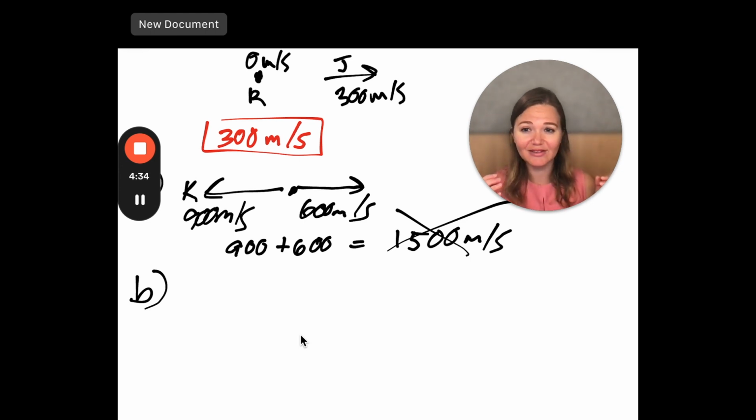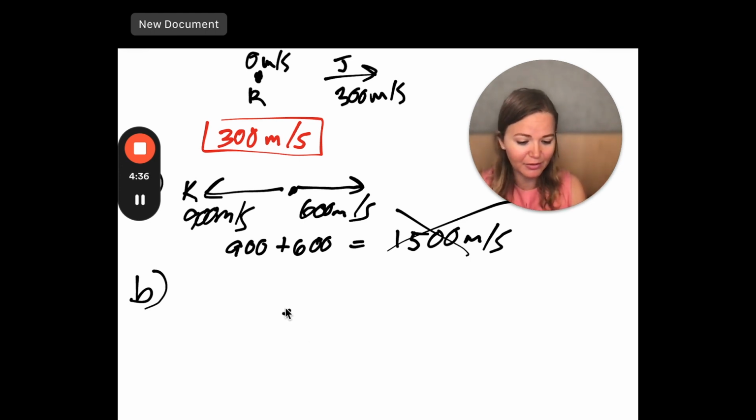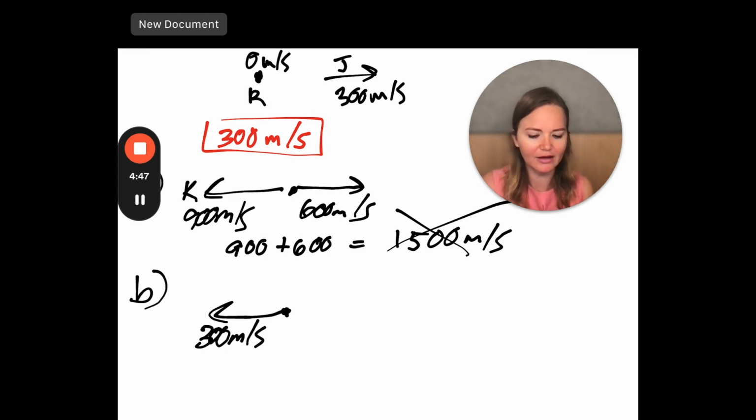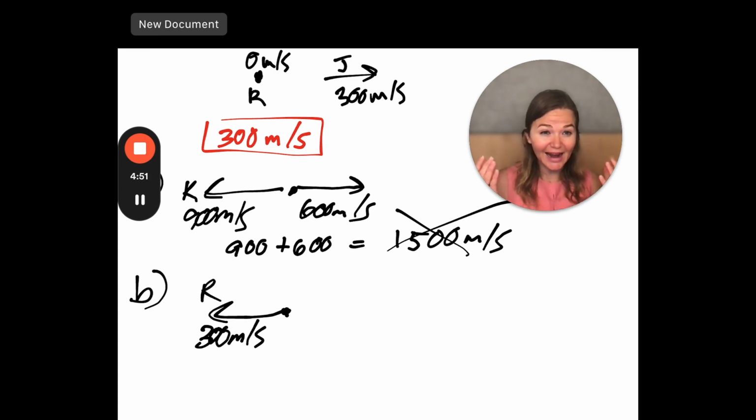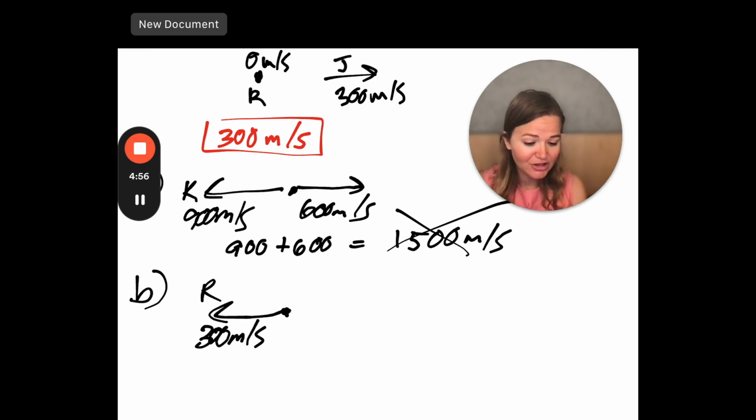Well, in this case, again, I'm going to make my starting point my 0 point, just to visually represent this. My receiver is only moving, we'll say arbitrarily, to the left, away at 300 meters per second, right? So again, this is my R, my receiver. So it's less than the 900 meters per second in answer choice A, but it's still moving in the opposite direction as my jet, which is moving to the right at 600 meters per second.